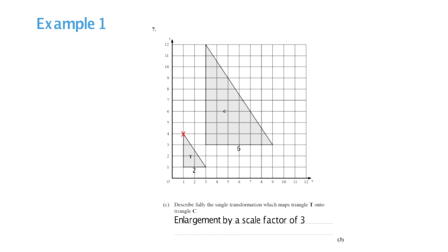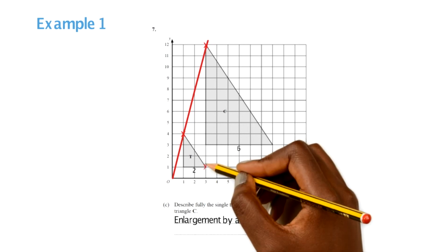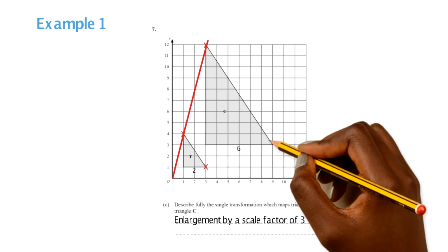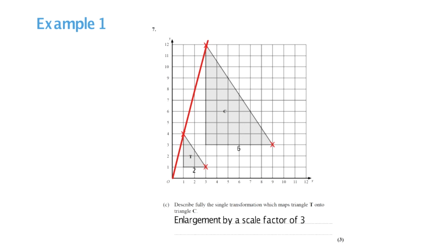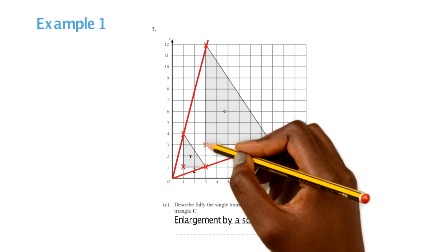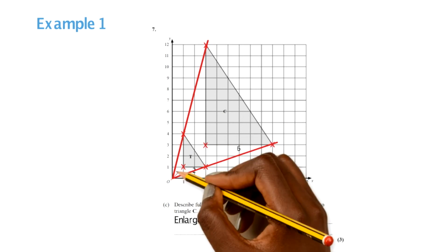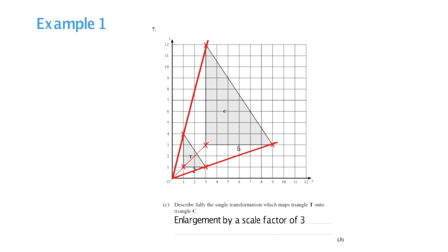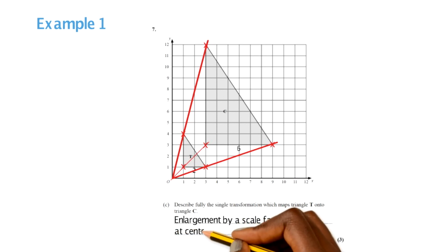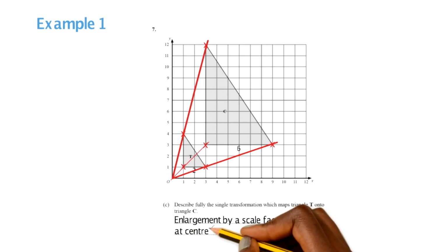Last but not least, I want to find the center of enlargement. So again, I'm going to find the corresponding points, draw lines crossing them all together, and see where they all meet. And I think we're going to have a similar situation to the example before where they're all meeting at the origin. And because of that, the center is 0, 0.